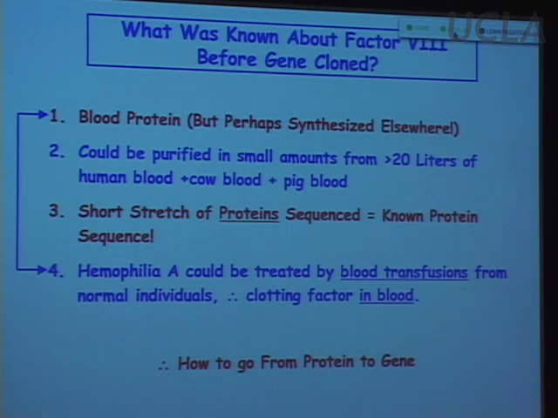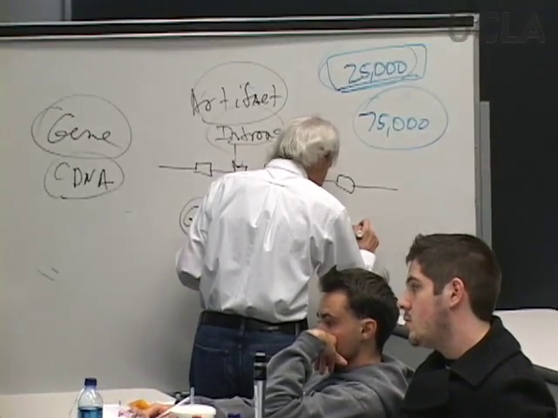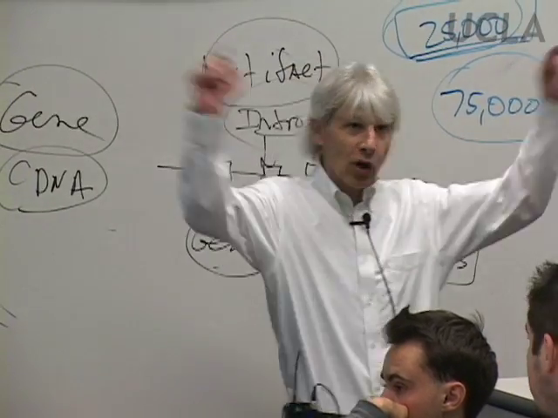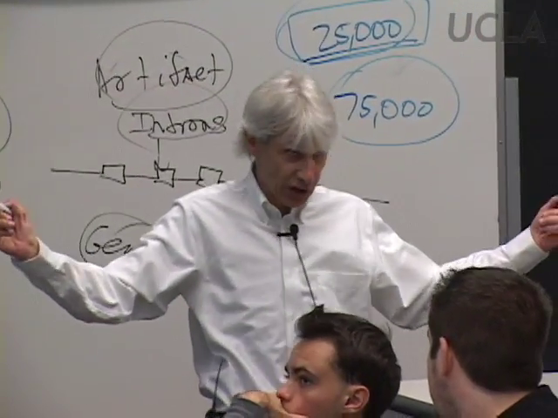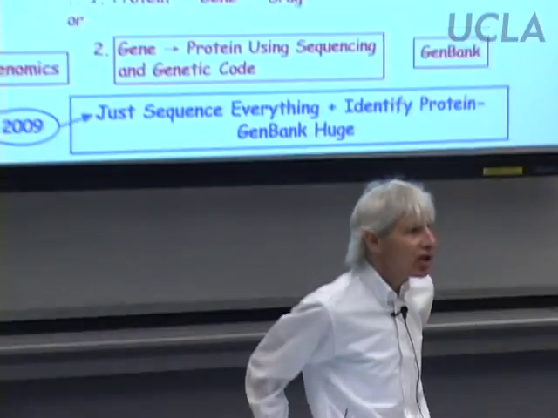And from a very tiny amount of protein, way back when sequencing proteins was almost impossible to do, they were able to get a small stretch of the sequence of that particular protein, which in those days was a tour de force. Not the whole protein, because it's a gigantic protein, as you'll see, but a small little protein. And so that's what they knew. And so the question then is, how do you go from the protein to the gene?